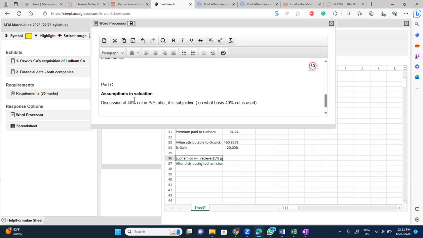Any other points? Growth. Growth will remain at 5% in perpetuity, considering the fact that the company is not investing in capex. This is interesting, right? You are growing, but you are not investing in capex.